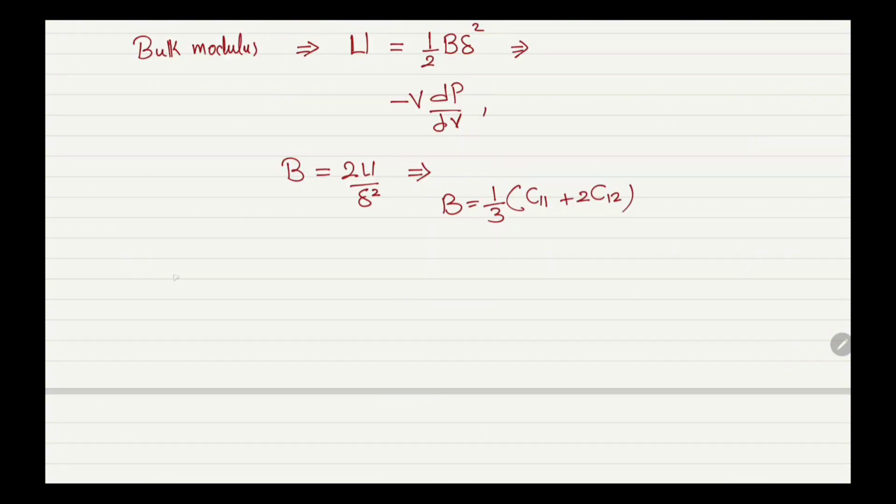The compressibility, K here, is actually defined as 1 over B. So once we calculated the bulk modulus, we can find the compressibility directly in this case. So K here equal to 3 divided by (C11 plus 2 C12).